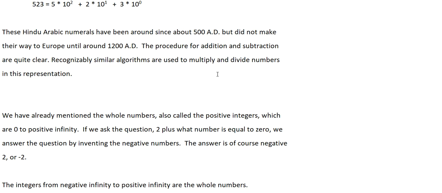And if you look back at about 1200 AD, you'll notice that something very interesting happens in Italy. Italy becomes very, very prosperous. The procedures for addition and subtraction are quite clear, and recognizably similar algorithms are used to multiply and divide numbers in this representation. So you might ask yourself, is there maybe a connection here?